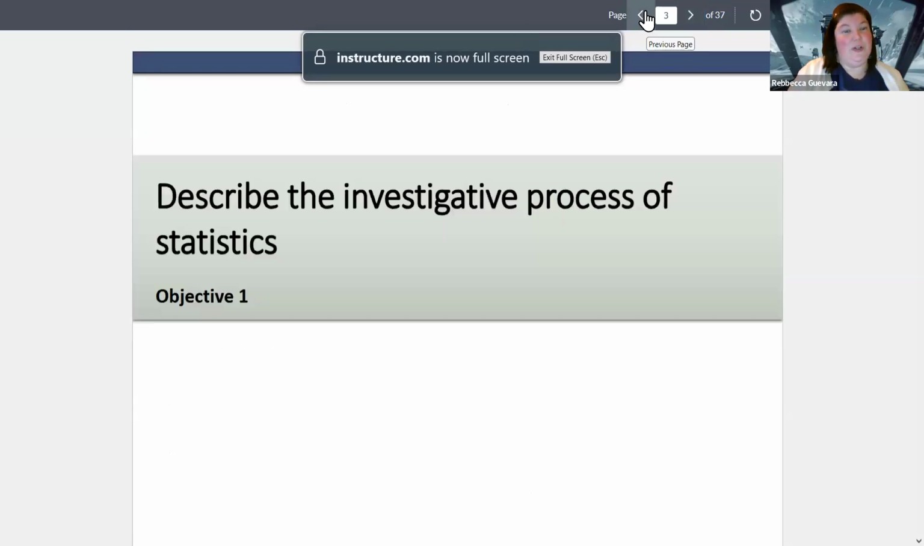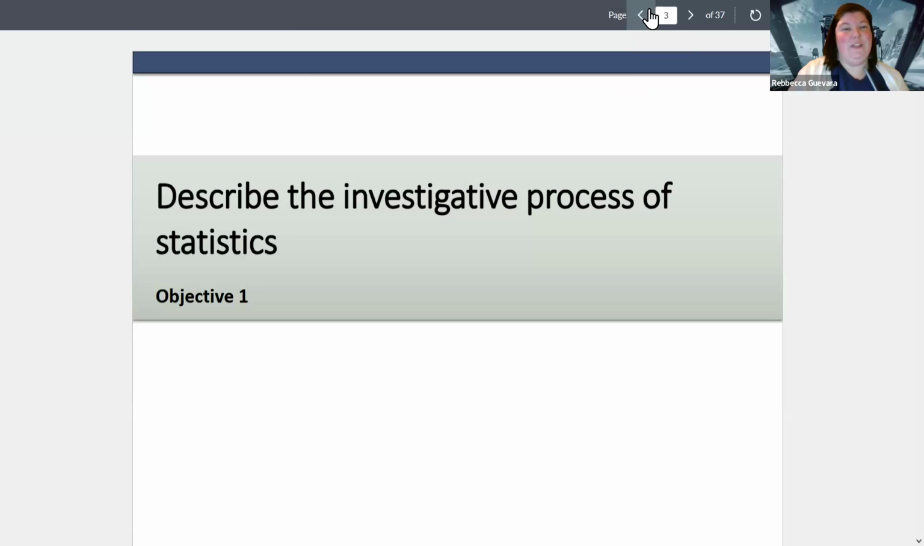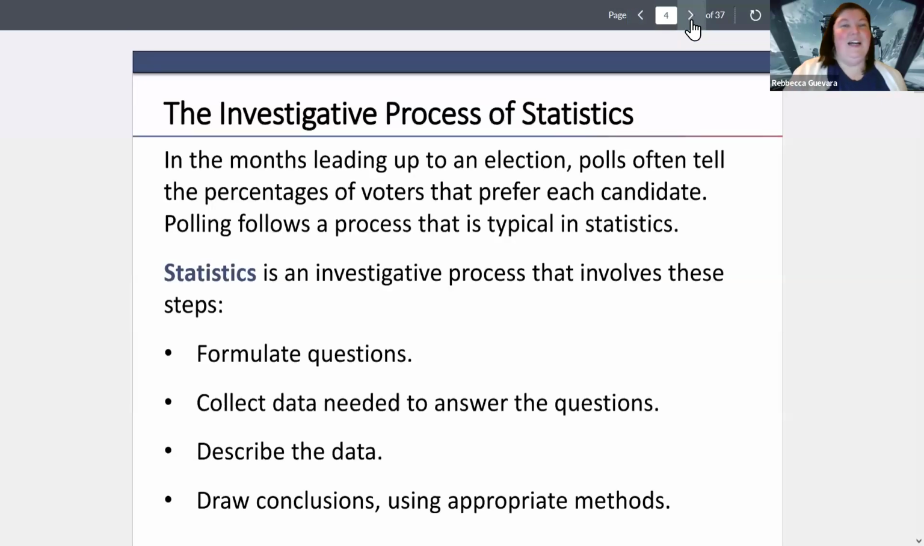If you're following with the notes, we're on this first objective. We're going to describe the investigative process of statistics. In the months leading up to an election, polls often tell percentages of voters that prefer each candidate over the other. Polling follows a procedure that is typical in statistics. Usually in statistics, we're doing an investigation of processes that involve several steps, which is, we will have a question we want to ask, we formulate a question.